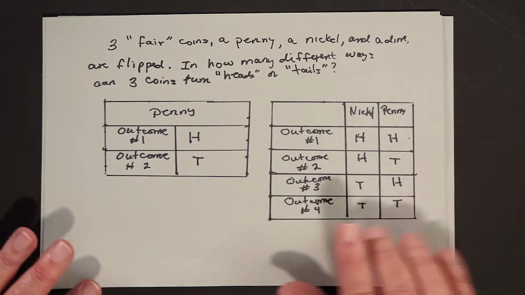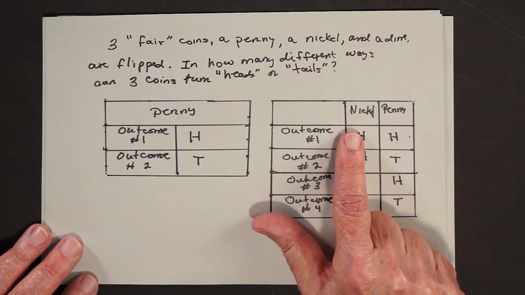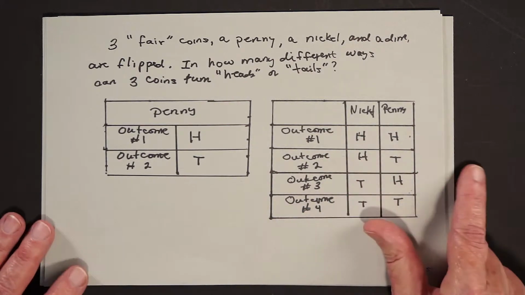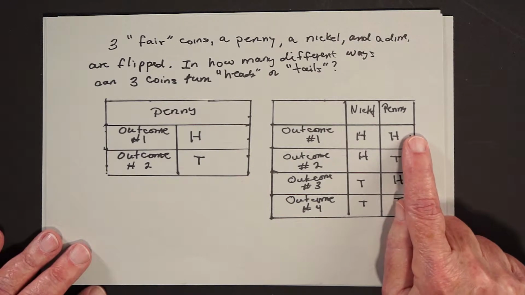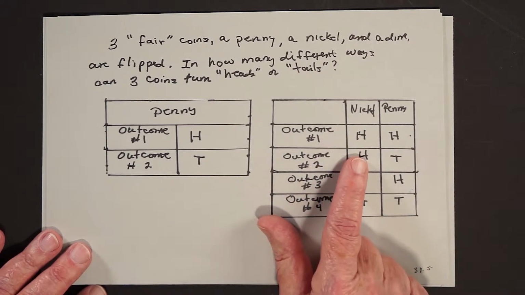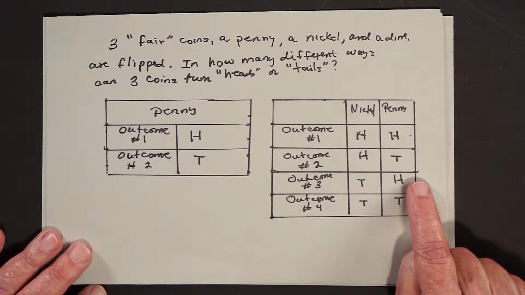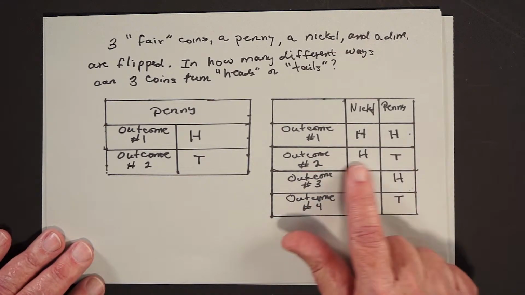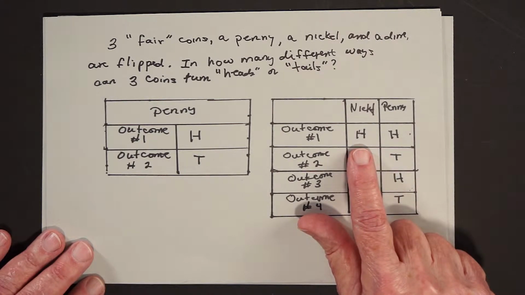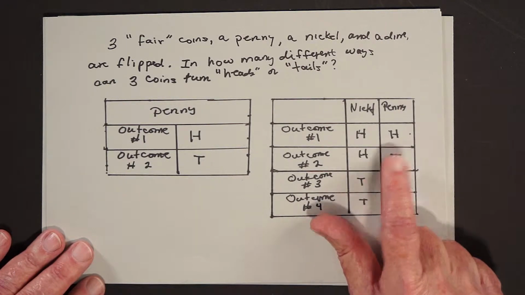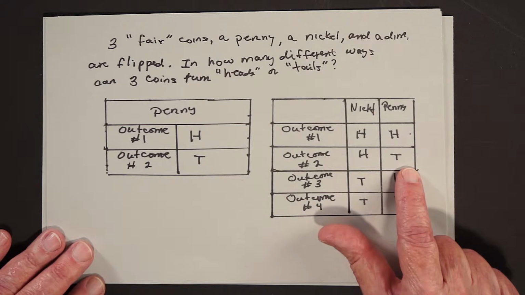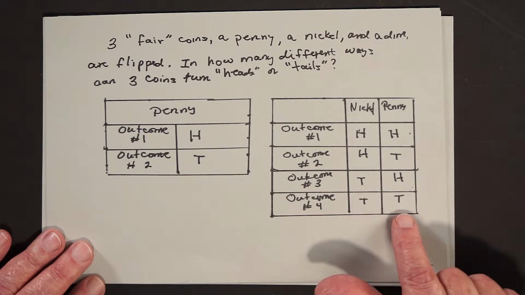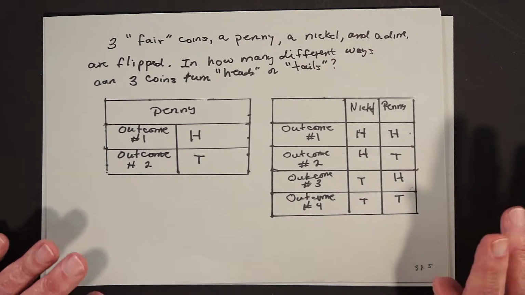Now, here's the point. Now you're going to flip the nickel. The nickel doesn't know whether the penny came up heads or tails. So what could happen is, whether the penny came up heads or tails, the nickel could have come up heads. Or even if the penny turned up heads and tails, the nickel could have come up tails. So we've doubled the number of possible outcomes. In other words, both coins could have turned up heads. The nickel could have been heads and the penny tails. The nickel could have been tails and the penny heads. And the nickel and the penny could both have been tails, okay?